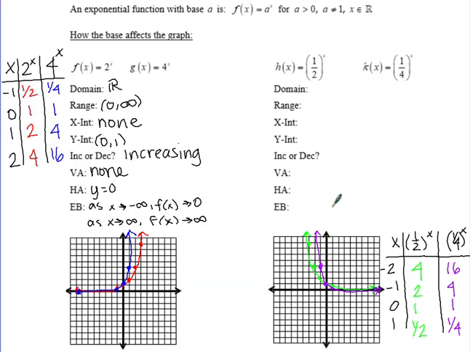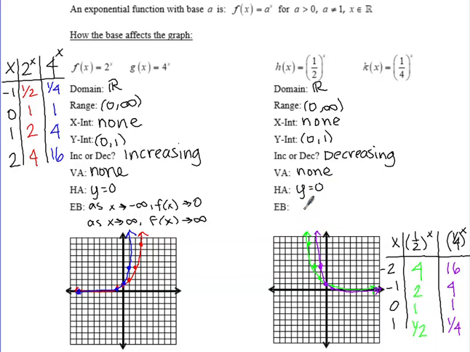So if we look at the characteristics for these two functions, both of them have a domain of all real numbers. They still have a range of 0 to infinity. They do not have x-intercepts, but their y-intercepts are 0, 1. The main difference between these two graphs and our previous two graphs is that these two are decreasing. We have no vertical asymptote, but we do have a horizontal asymptote at y equals 0.